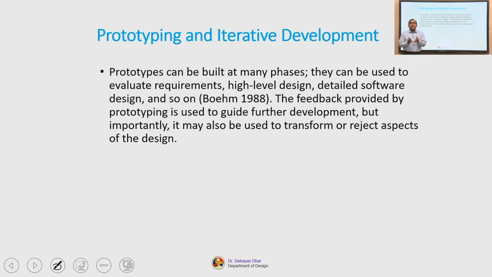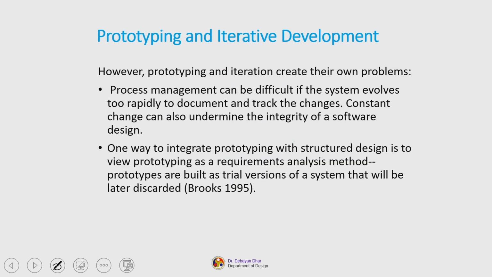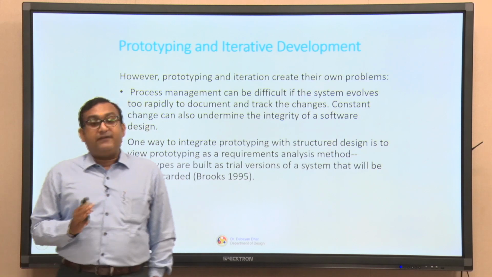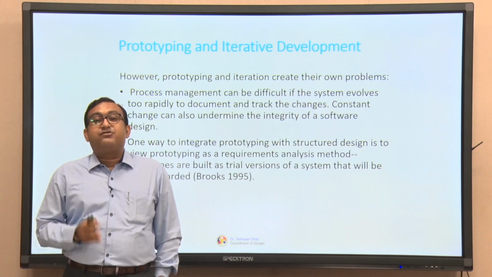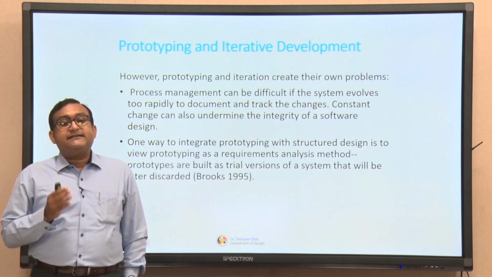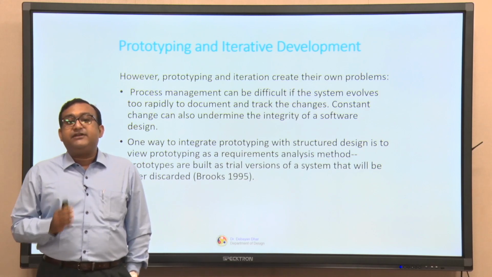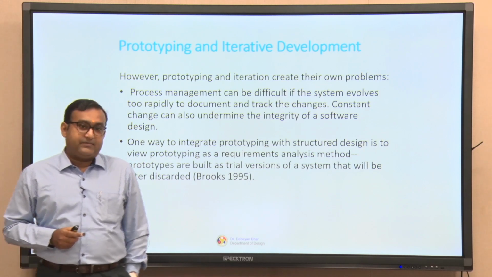It is this important aspect that led to the initial rejection of waterfall model and the adoption of prototyping and iterative development models by software developers and designers. Now, prototyping and iteration have their own problems. Process management can be difficult if the system evolves too rapidly to document and track the changes. Constant change can also undermine the integrity of a software design.